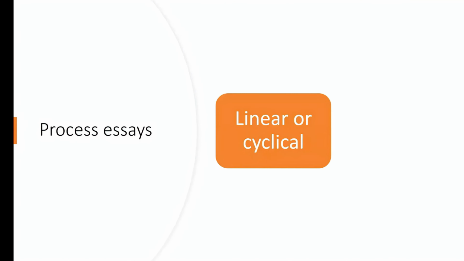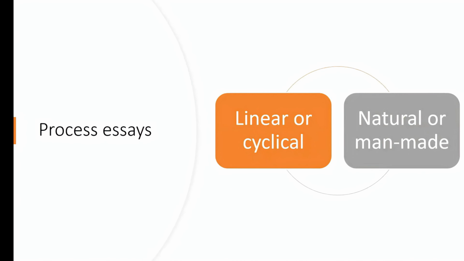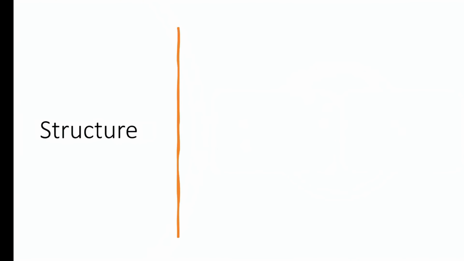So what kinds of process essays are there? Well, there are linear, which go first, second, third, fourth, and then have an ending, or cyclical, which go around in circles and they never end. And of course, you've got natural, as made by nature itself, or man-made, as if manufactured in a factory, for example. So, what structure do we need for a process essay?